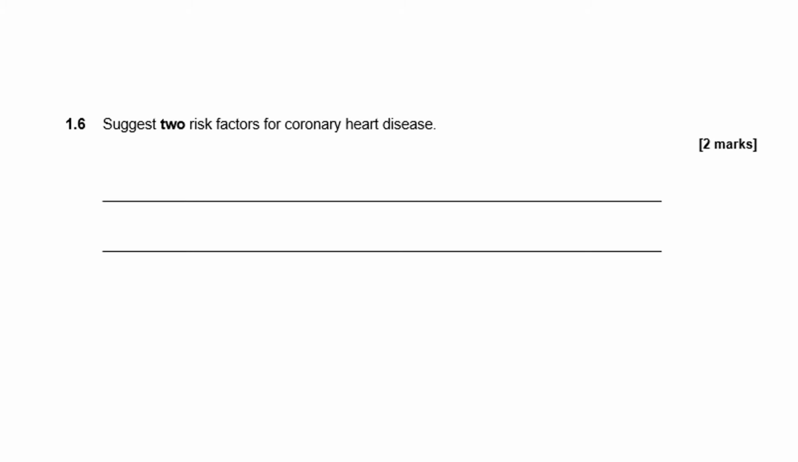If you've just put diet though, that would not be a mark, because that's not specifically saying whether it's good or bad. If you have said lack of exercise or sedentary lifestyle, or not exercising much, anything like that, that would be a mark. If you again said just exercise, that wouldn't be enough. If you've said smoking or drinking too much alcohol or high levels of stress, all of those would also be a mark. So you would get 1 mark for each of the risk factors that you've identified.